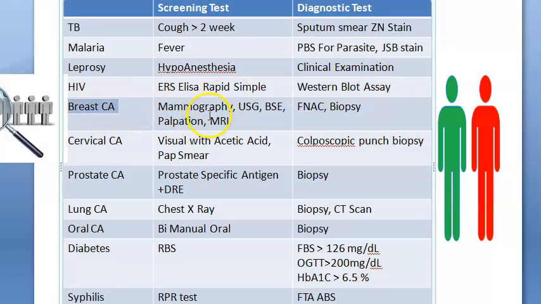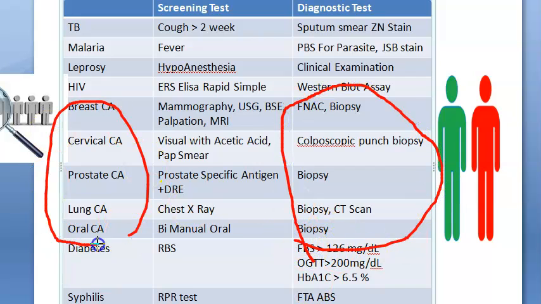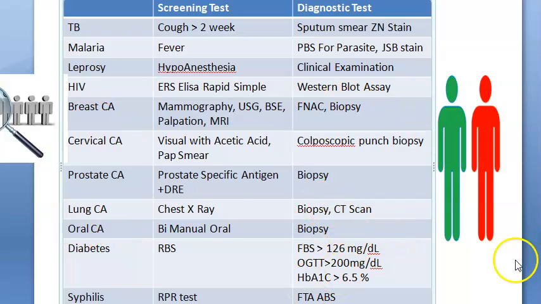For breast cancer, breast carcinoma, you can do mammography, MRI, etc., palpation by physician, breast self-examination, etc. Diagnostic test for all cancers, the standard will be biopsy, okay, FNAC or biopsy, something like that. Cervical cancer also you can see. For screening, you have visual check with acetic acid or pap smear, and diagnostic will be colposcopic punch biopsy. See, here you have biopsy. Usually wherever you have carcinoma, you will have biopsy, okay. That will be the diagnostic test.